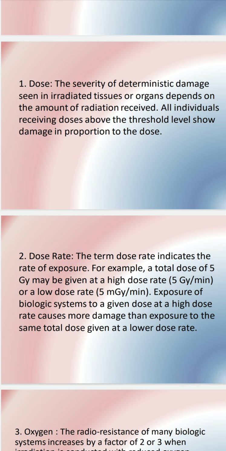Dose rate. The term indicates the rate of exposure. For example, a total dose of 5 gray may be given at a high dose rate, 5 gray per minute, or a low dose rate, 5 milligray per minute. Exposure of a biologic system to a given dose at a high dose rate causes more damage than exposure to the same total dose given at a lower dose rate.